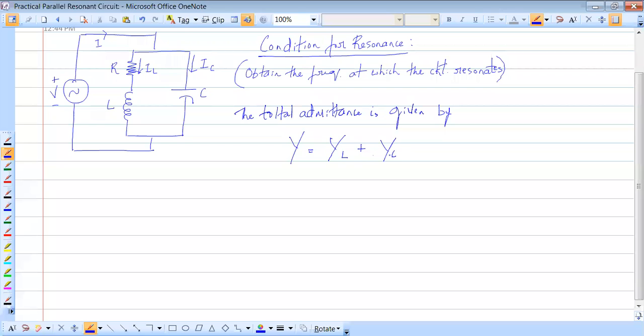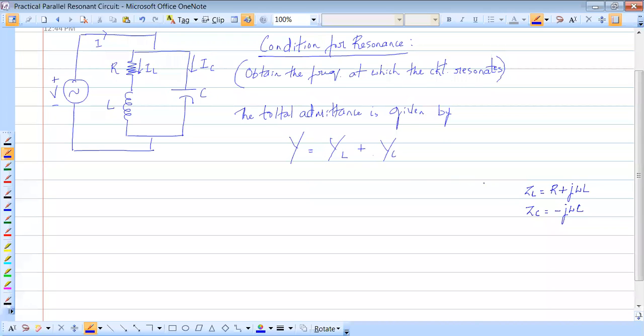Now, let's see what is the impedance of the branch where this is connected. Anybody? What is ZL? Let me just write here for you. What is the impedance of the branch where L is connected? Anybody? It is R plus J omega L. What is the impedance of the branch where C is connected? It is minus J over omega C. Understand that?